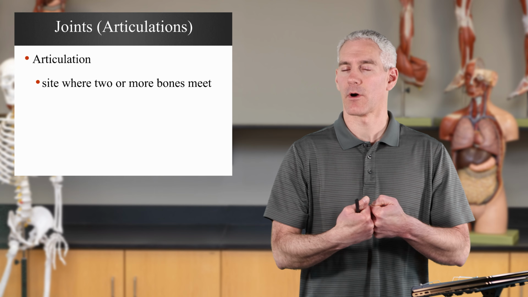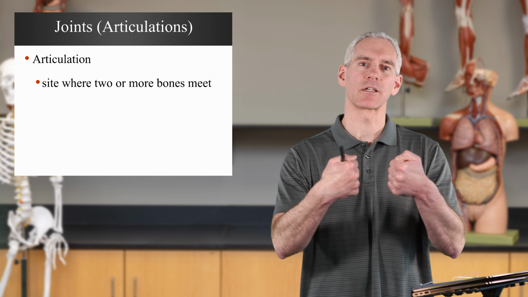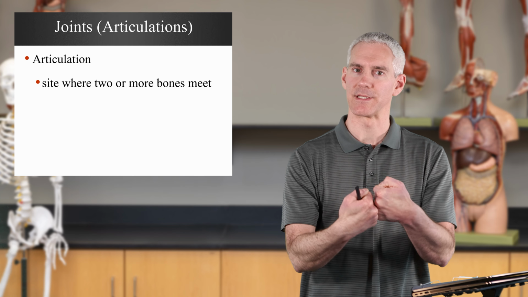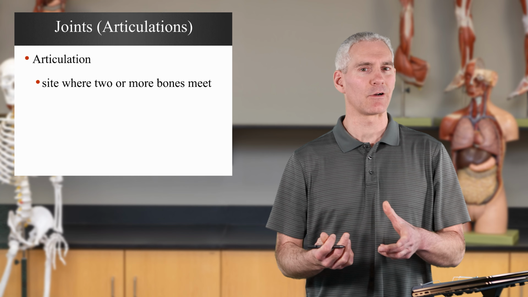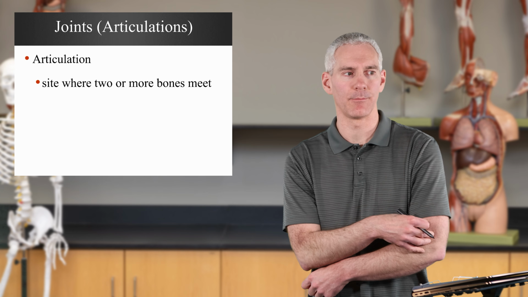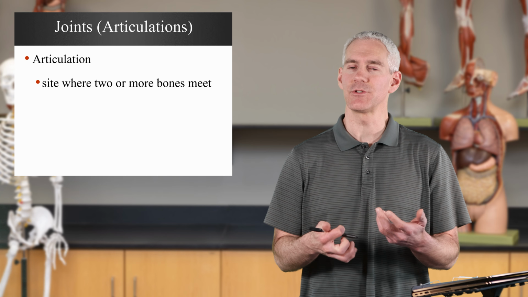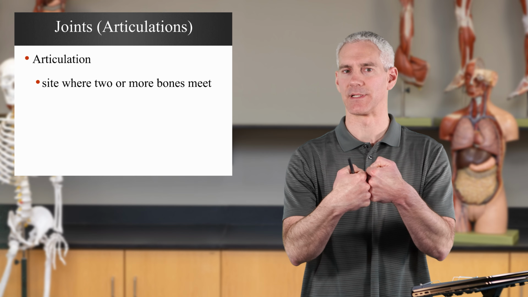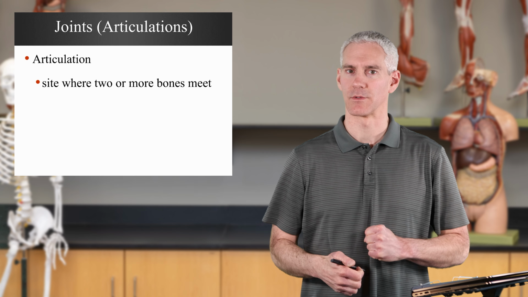It could be 3 bones, 4 bones, but it's where the bones are coming together that allows for movement to occur. Now, one thing to keep in mind, it's not only movement, like think elbow or shoulder. There are some joints that have very little movement, but it's still where two bones come together.